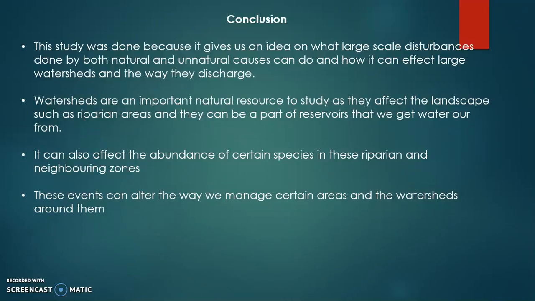Now, obviously, watersheds are an important natural resource to study as they affect the landscape and the riparian areas within them, and they can be a part of, obviously, reservoirs that we get our water from. So in these areas, we can also see that changes in flow affect the abundance of certain species in these riparian and neighboring zones. And so in the end, these events can alter the way we manage certain areas and the watersheds around them.